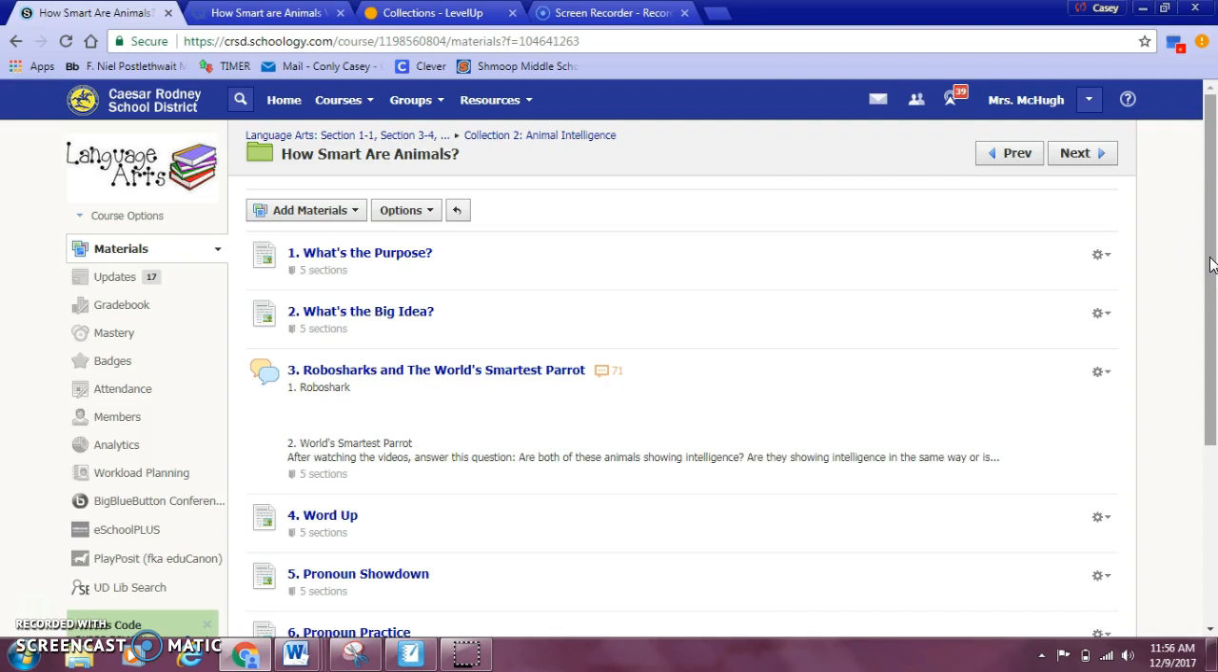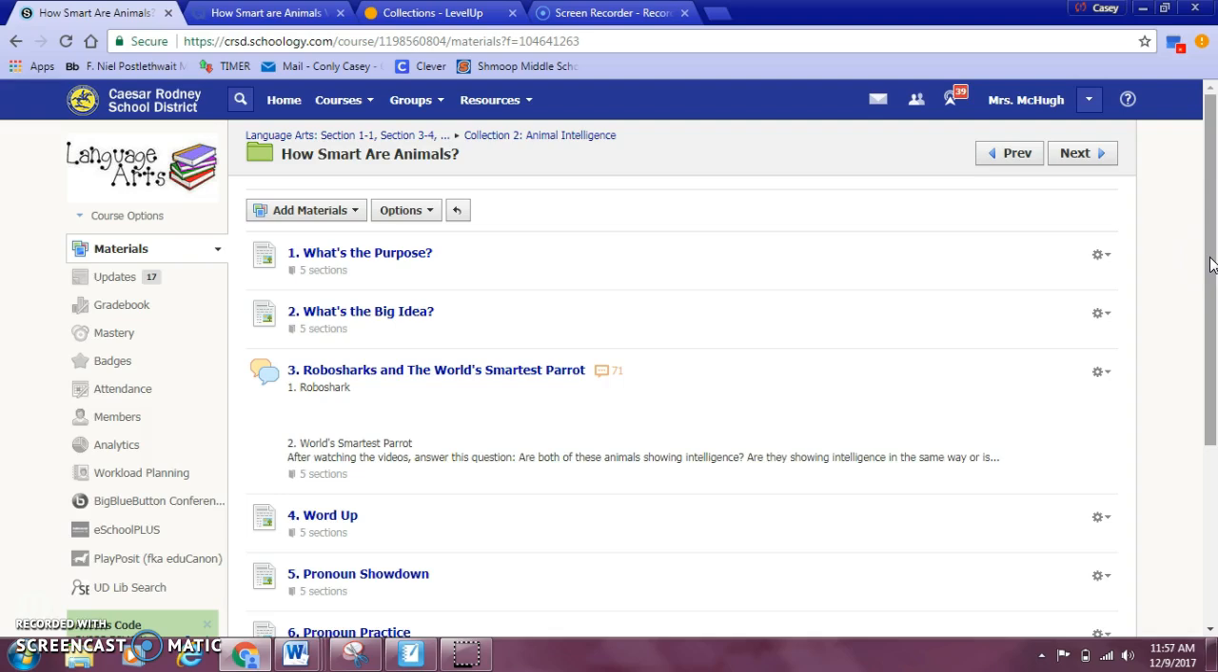Before reading the text, How Smart Are Animals, we wanted to front load the skills being taught as well as the vocabulary words and pronouns. The goals of this lesson are to introduce students to author's purpose, review main idea and supporting details, discuss animal intelligence, which is the theme of the second collection, preview some vocabulary words, and review/reteach pronouns.